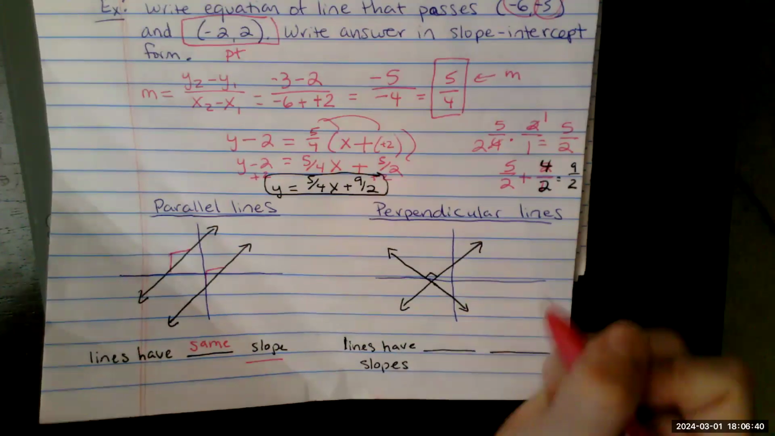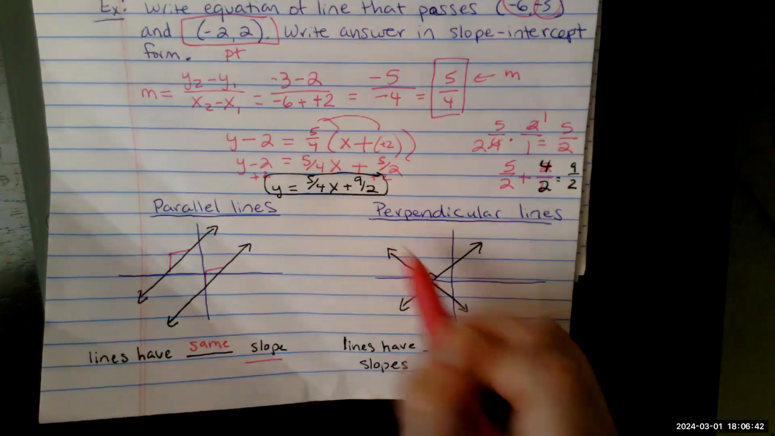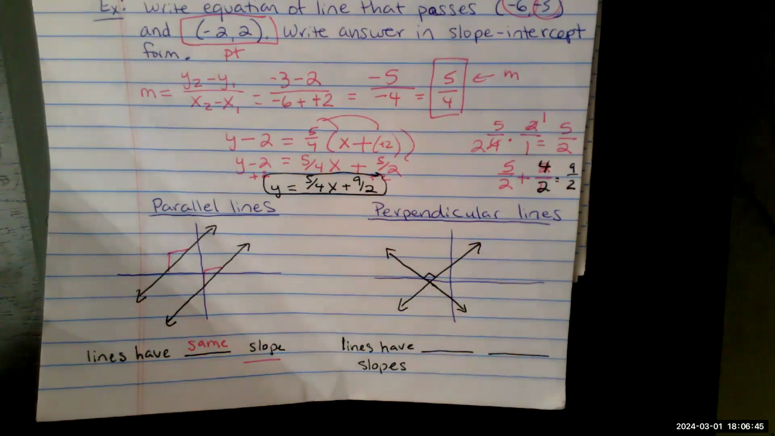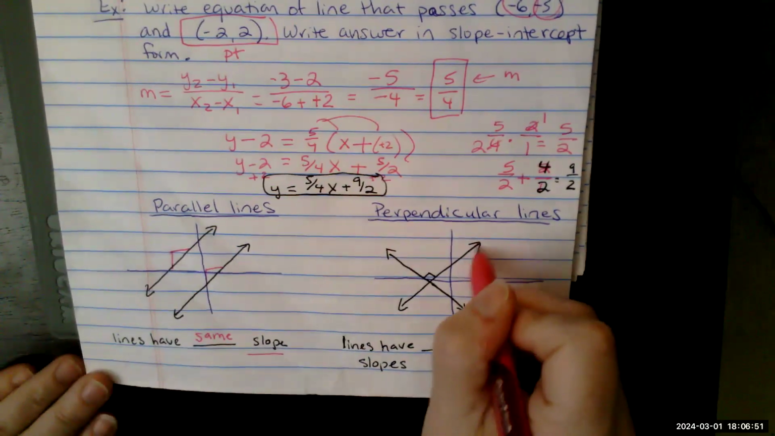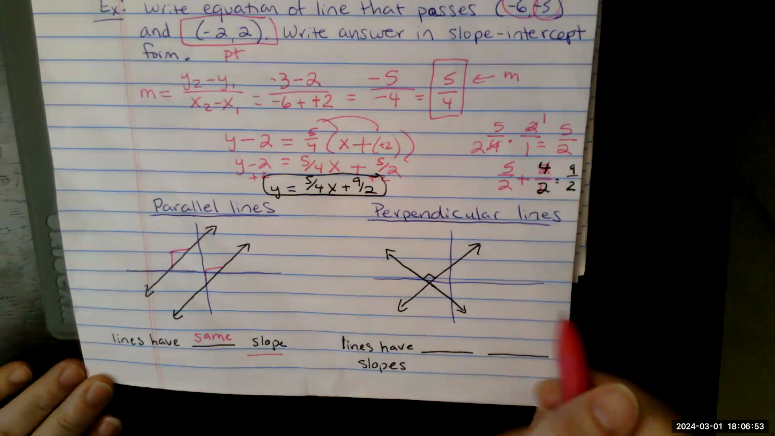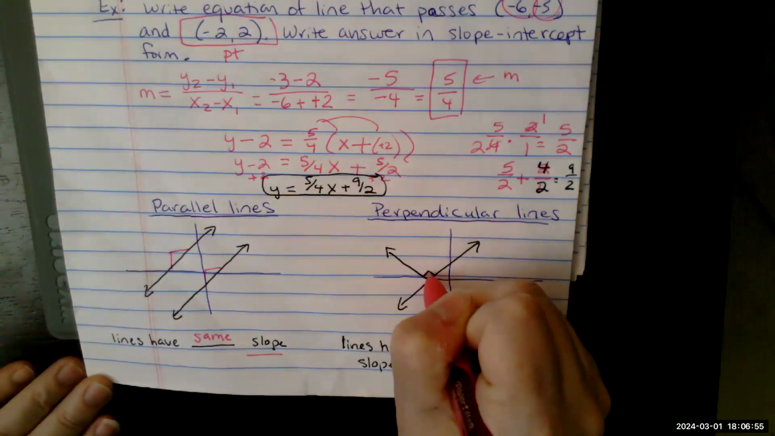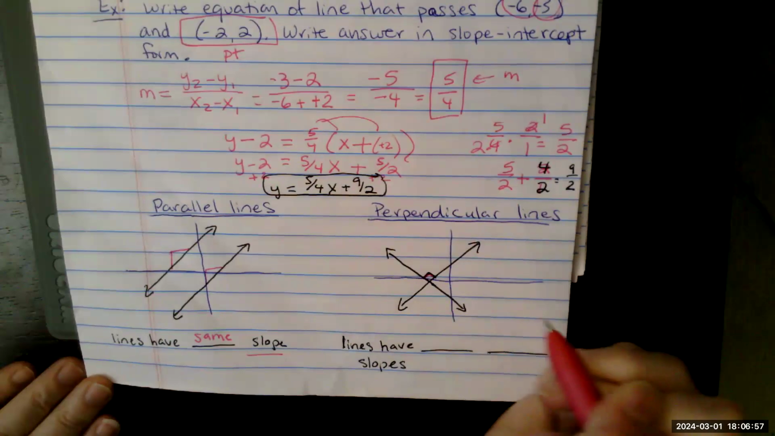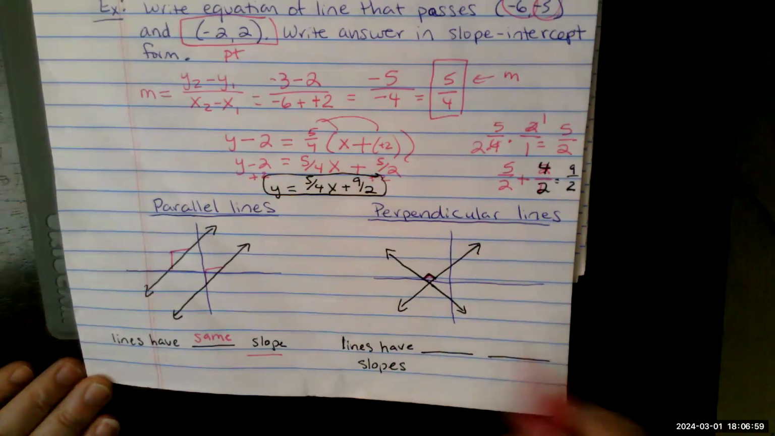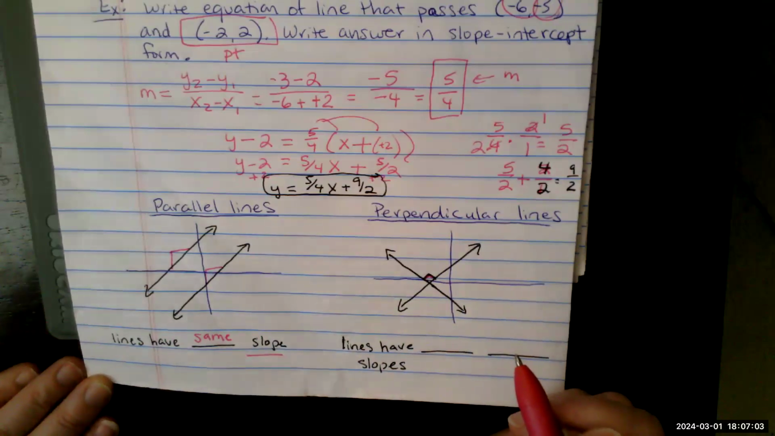Okay? Perpendicular lines will not have the same slope because they're obviously not parallel. They're hitting at some point. Make sure you understand they're intersecting, but they're intersecting in a very special way. They are always making a 90-degree angle. That's what makes them perpendicular. So this will only happen when they have very specific slopes.